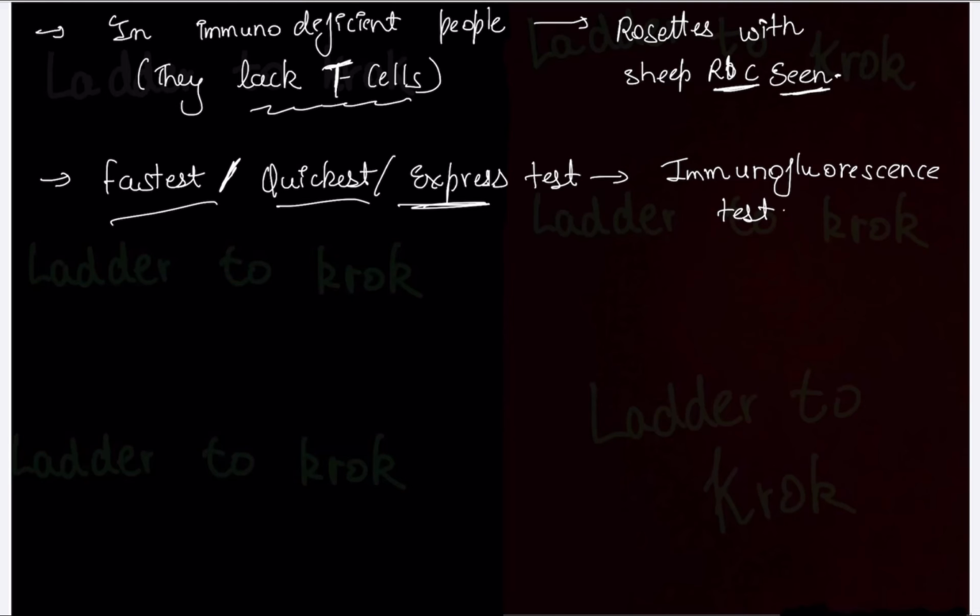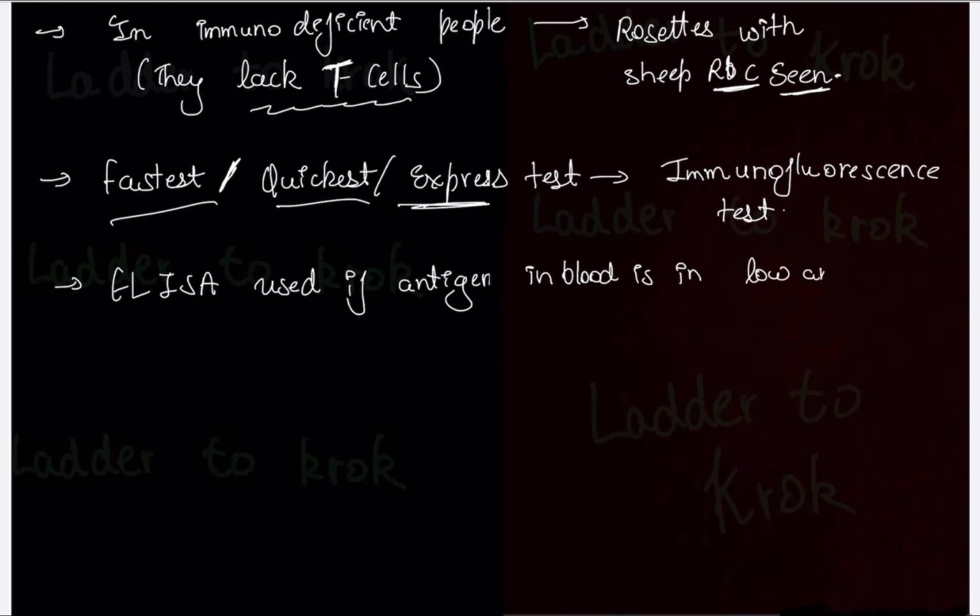Now our next point is about ELISA, enzyme linked immunosorbent assay. It is used if the antigen in blood is in low amount. And remember this ELISA is also used in hepatitis.